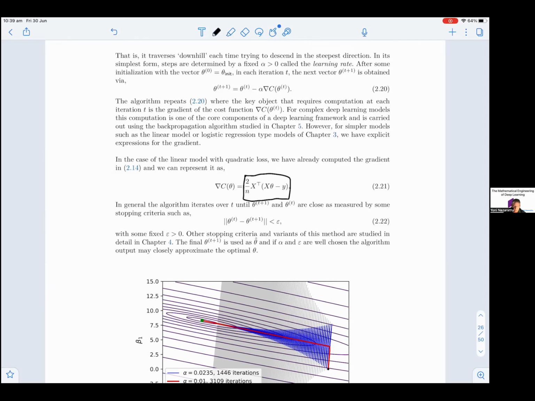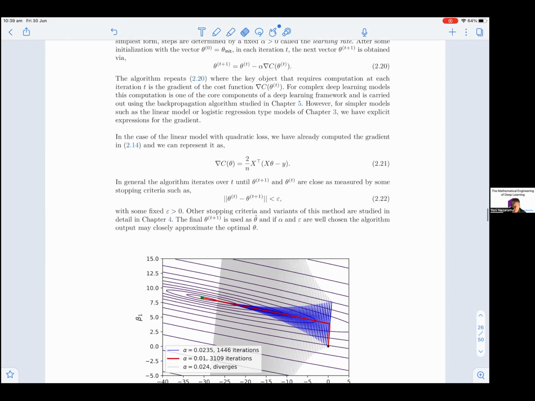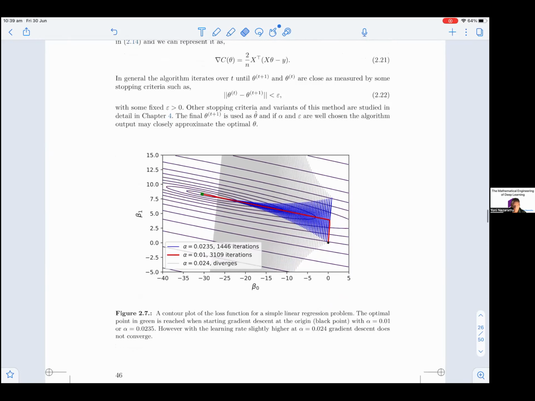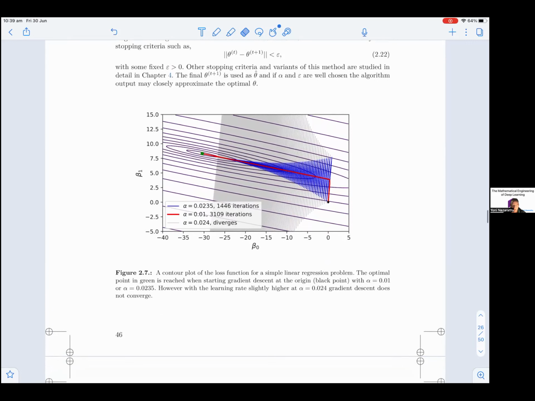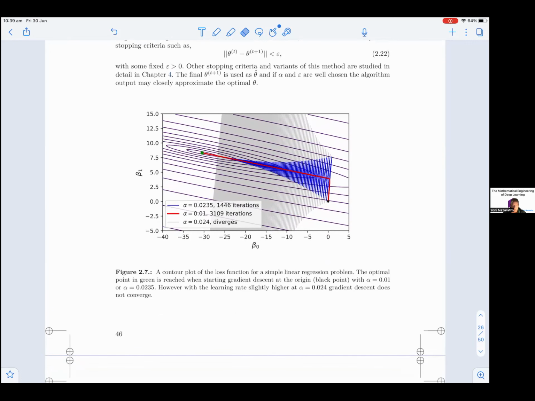In general, the algorithm iterates over t until theta t plus 1 and theta t, so two theta evaluations in two different time steps, are close to each other, as measured by some stopping criteria, such as we have here in equation 2.22. For example, the norm of their difference is less than some epsilon, with some fixed epsilon greater than 0. Other stopping criteria and variants of this method are studied in detail in Chapter 4. The final theta t plus 1 is used as theta hat, so that's our estimate of the parameters. And if alpha and epsilon are well chosen, the algorithm output may closely approximate the optimal theta.